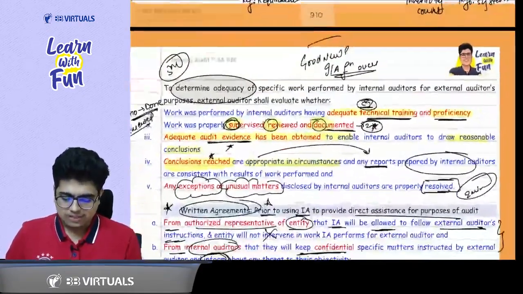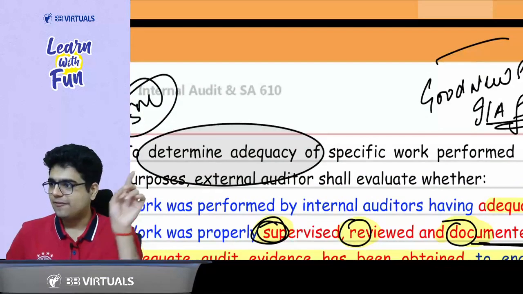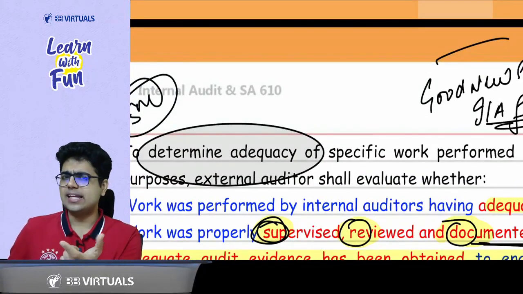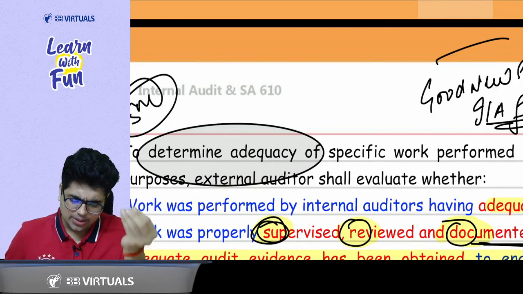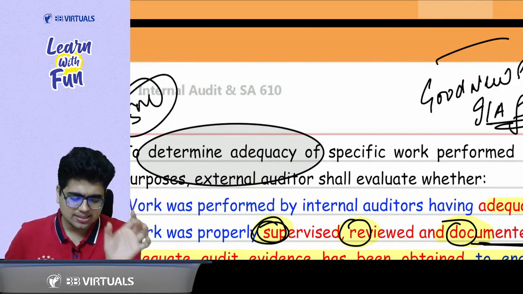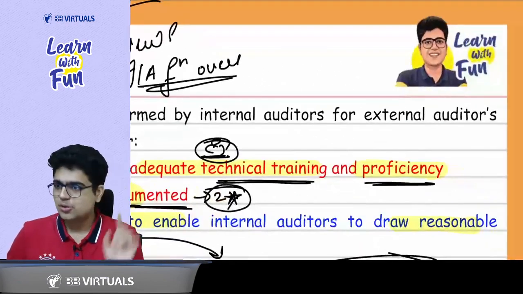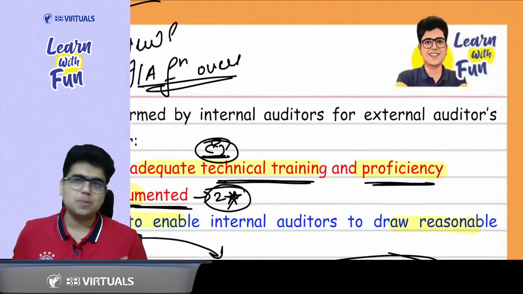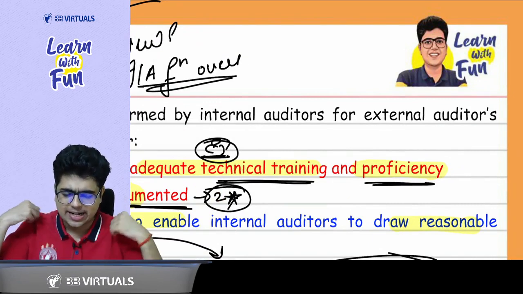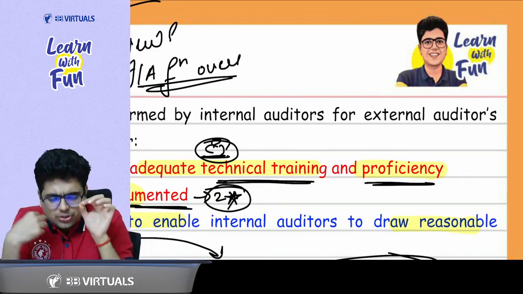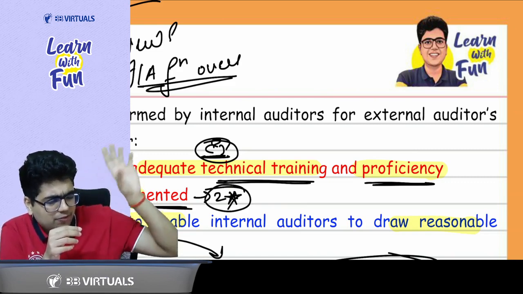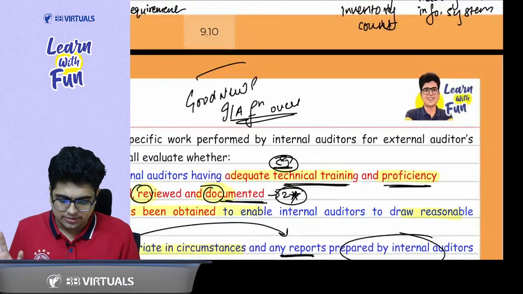Now, when you are using their work, you need to determine whether that work is adequate or not. So how do you determine? First of all, the person who has done the work should have good technical training and should be proficient. Then when he was doing the work, there should be a supervisor, there should be a proper review, and he should have documented the work.